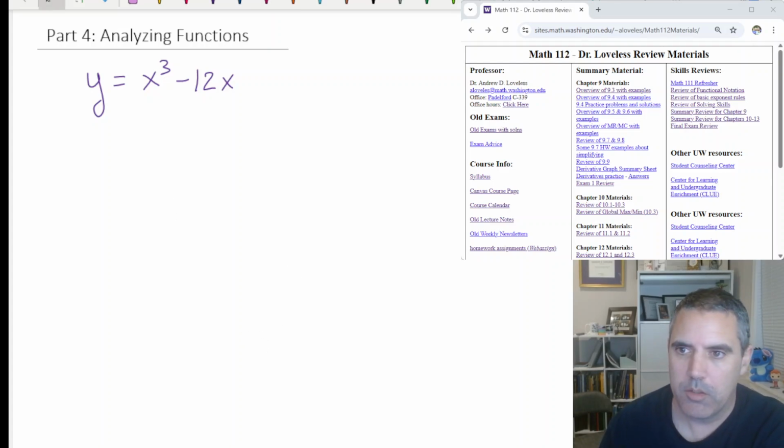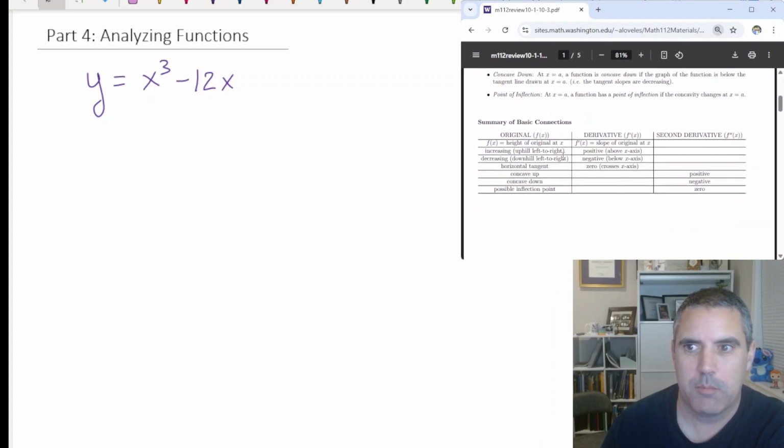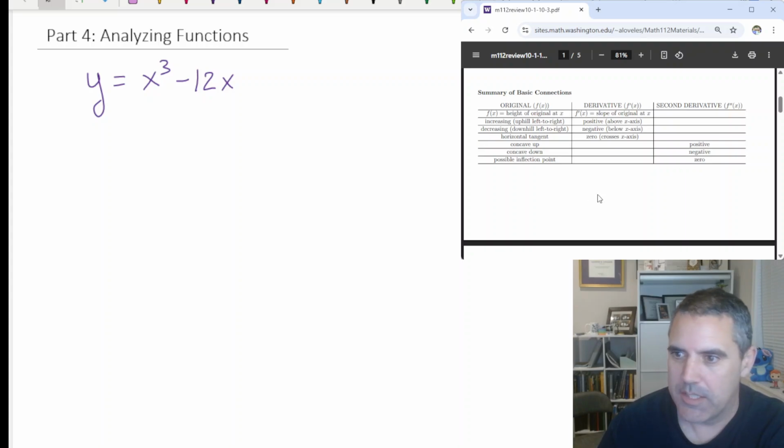I do want to remind you I have a lot of review materials here. This is talking about Chapter 10 material, where we talked about this thing I call the Rosetta Stone of calculus, which is that if you're studying some function, doesn't matter what it is or where it came from, and you want to know information about its height, you work with the function. If you want to know information about its slope, you take the derivative. And if you want to know information about its concavity, you take its second derivative. And these are the connections we used over and over again.